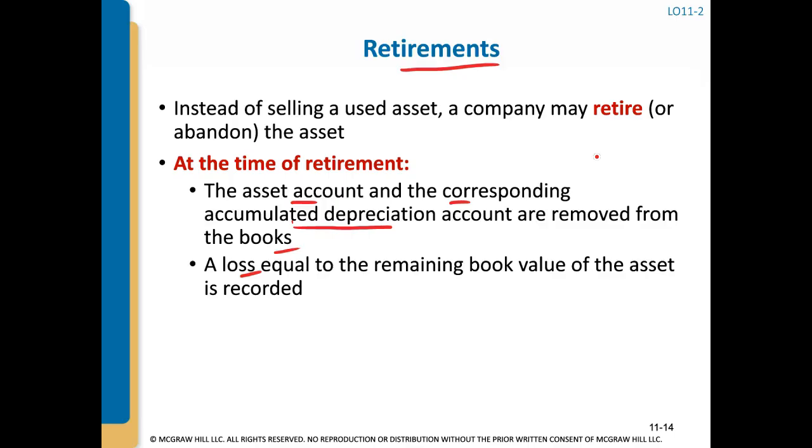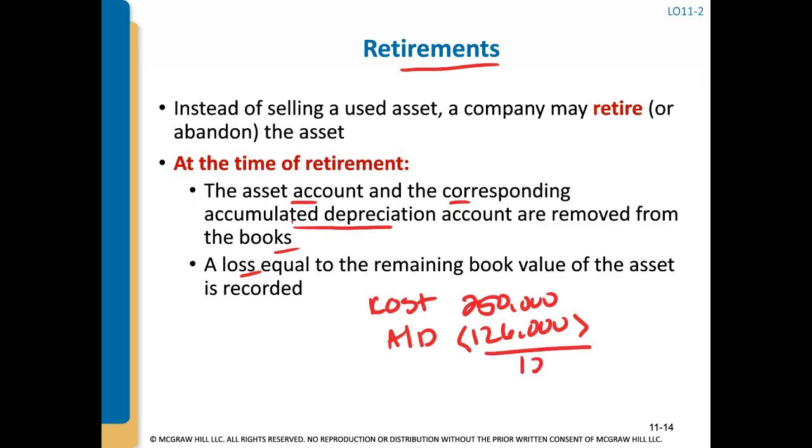So let's just say we had that asset where it cost $250,000 and the cumulative depreciation was $126,000, right? So the book value is what? 124,000, right? That's the book value.